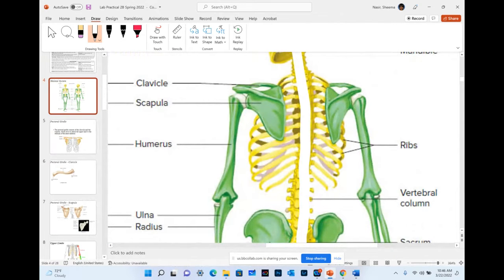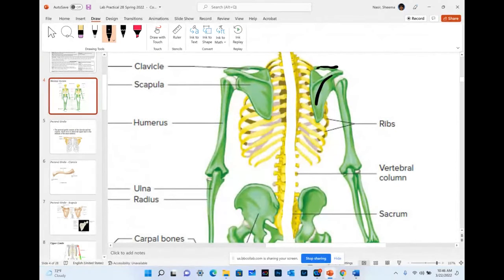this is your clavicle. This is clavicle. This is your scapula. We are going to do those two, and they make your pectoral girdle. Girdle is anything that makes a circle. So if you look at it, this is kind of making a circle. Do you see that? Because the bones are connected to each other. So this is your pectoral girdle, which is made up of clavicle and scapula.